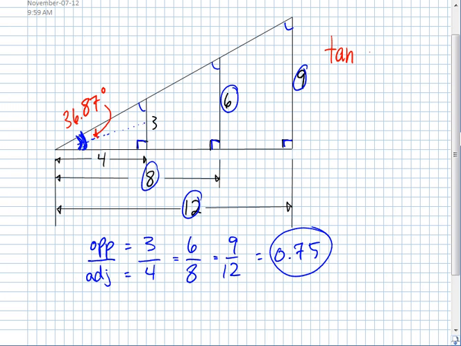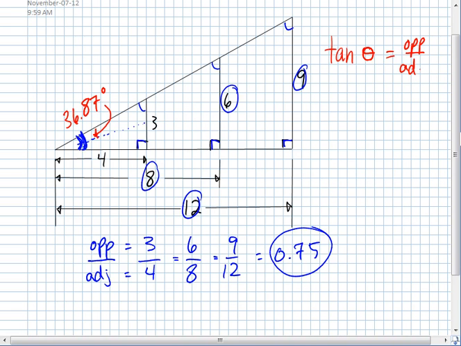The tangent ratio is said to be the tangent ratio for any angle. We use a Greek letter that looks like an O, called theta. So for any angle, the tangent ratio is always going to equal the opposite side to the adjacent side, opposite over adjacent. And for the angle 36.87 degrees, if you were to put this into your calculator, tan 36.87 would in fact equal 0.75.